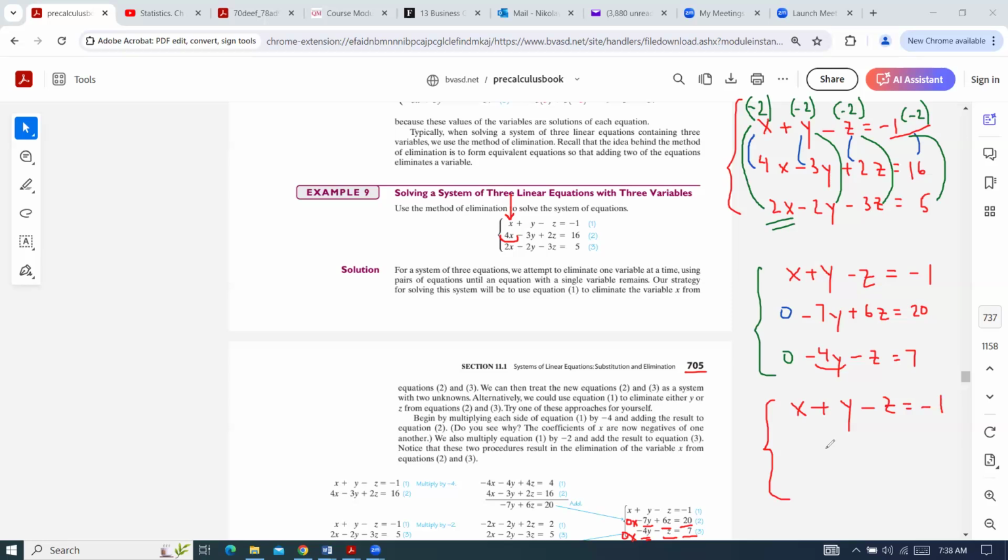Next equation is also fine. It's -7y and 6z is equal to 20. And now my goal is to basically solve this little system with 2 equations and 2 unknowns. And notice that it's not very convenient to deal with y's because 4 and 7 are not friends. It's much better if I just cancel the z term first.